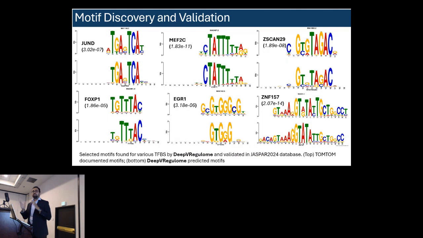predicted motifs. We used one attention visualization module, and from there we compared with the known motif databases, JASPAR 2024. I'm giving only 6 examples here, but we have a lot of examples. The top one we get from the JASPAR motifs, and the bottom one is always from our DB regulum predicted motifs. We found a good match with a low p-value.